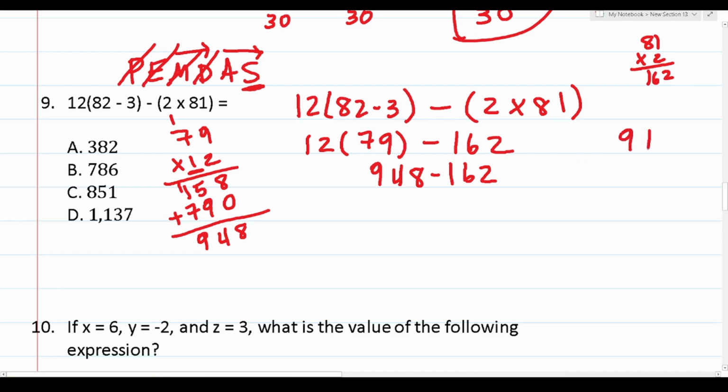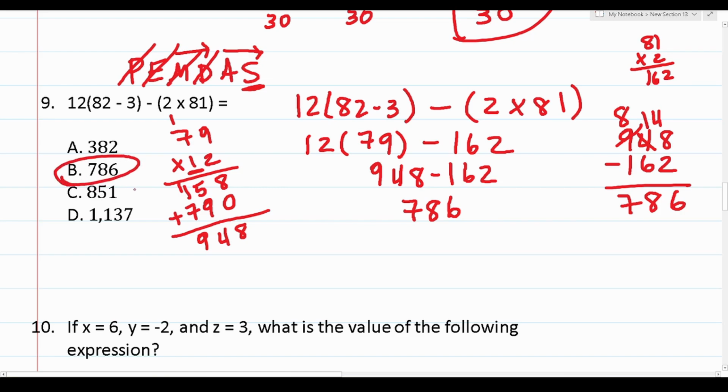We have 948 minus 162. 8 minus 2 is going to be 6. 4 minus 6 we can't do, so we have to borrow. This becomes 8. This becomes 14. 14 minus 6 is 8. 8 minus 1 is 7. So we can see that this reduces to 786, which is answer choice B.